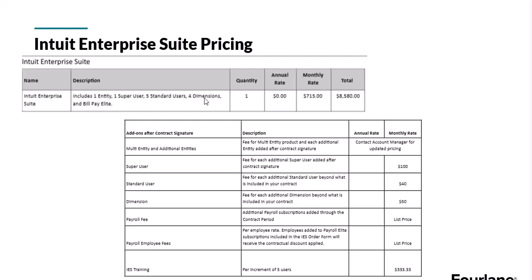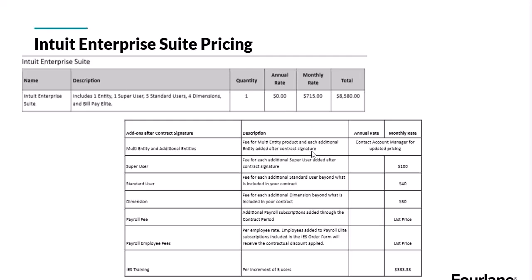Dimensions in Intuit Enterprise Suite are similar to classes in QuickBooks Desktop. It's just another level of class, right? So you can have a class list, and then let's say you have a location list, or a brands list or something like that. So it's just multiple ways of segmenting data, which we here at Fourlane love because data helps us make decisions in our everyday. And then it also comes with Bill Pay Elite.